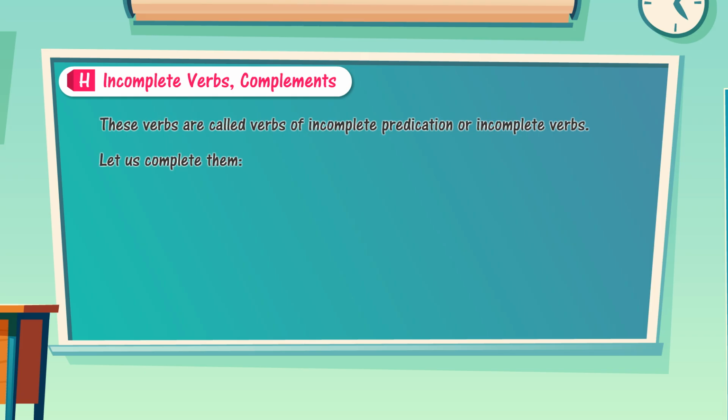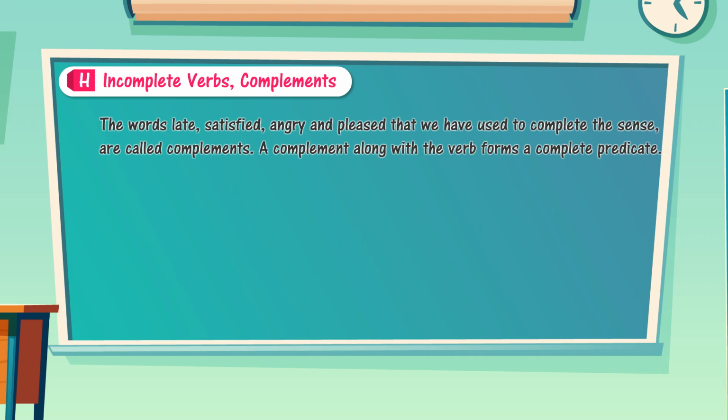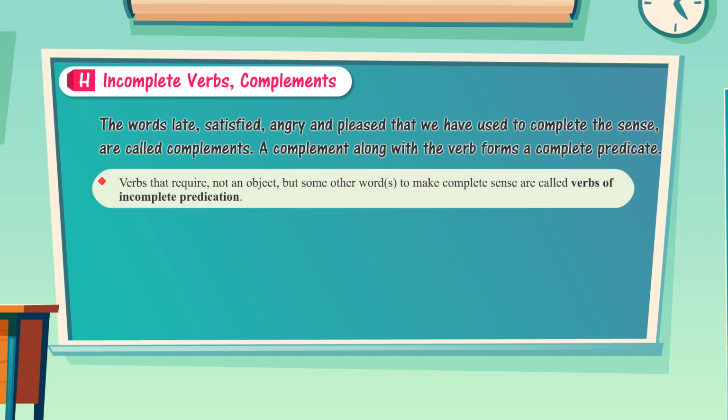Let us complete them. 1. The bus is late. 2. Mother was satisfied. 3. The teacher looked angry. 4. The customer seemed pleased. The words late, satisfied, angry and pleased that we have used to complete the sense are called complements. A complement along with the verb forms a complete predicate. Verbs that require not an object but some other words to make complete sense are called verbs of incomplete predication.